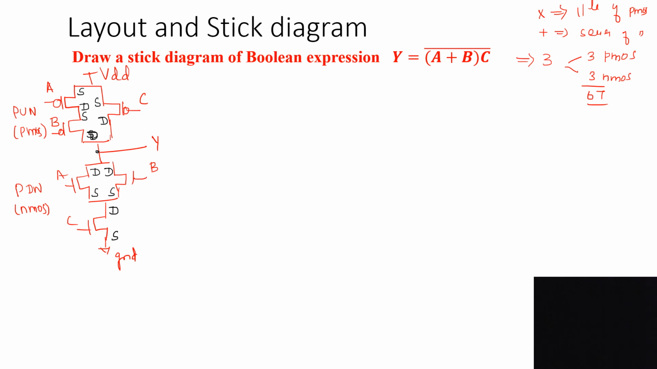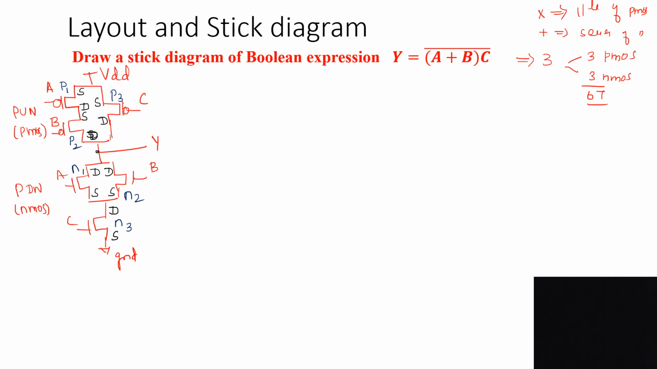Okay, so next I have to name the transistors. It is the P1 transistor. It is the P2 transistor. It is P3. Similarly, for the NMOS transistors, I will give the names N1, N2, N3. Okay, three transistors for this pull-down and three transistors for this pull-up network. So next I will draw the layout and stick diagram.